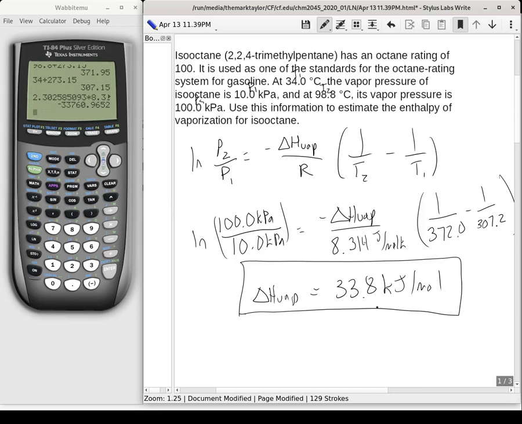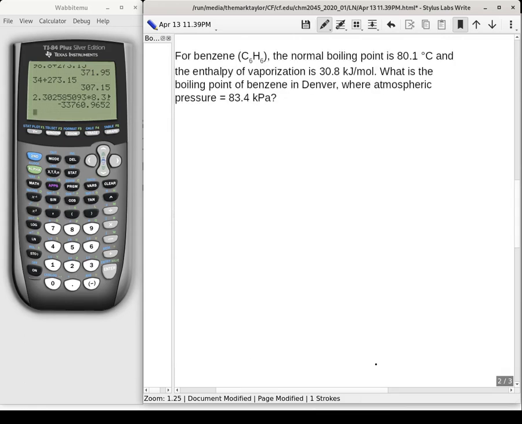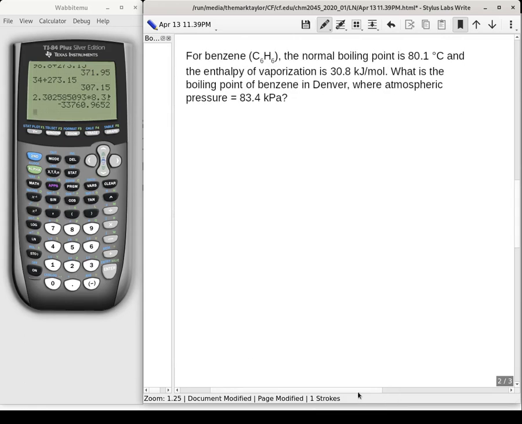The amount of time it takes for water at 100 degrees Celsius to boil away is proportional to this heat of vaporization, kilojoules per mole. It's related to the energy you have to put into it. All right, now if you have that, it actually gives you some pretty neat things you can calculate. So we've got benzene, which has a normal boiling point of 80.1, and it has a heat of vaporization of 30.8. We're going to use those two pieces of information to figure out what the boiling point is in Denver, where the atmospheric pressure is substantially lower.